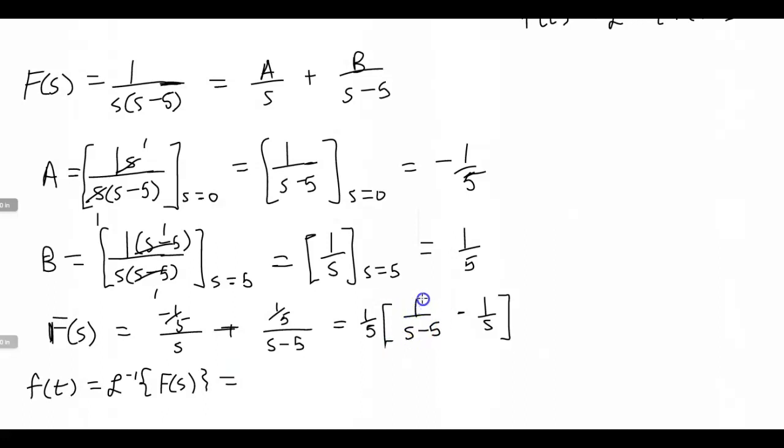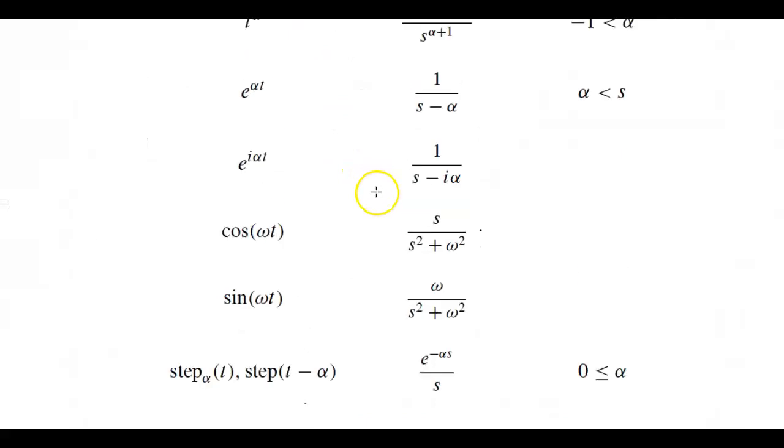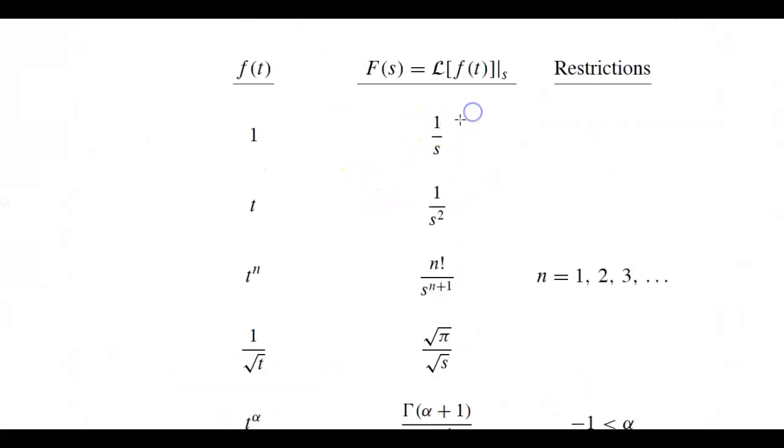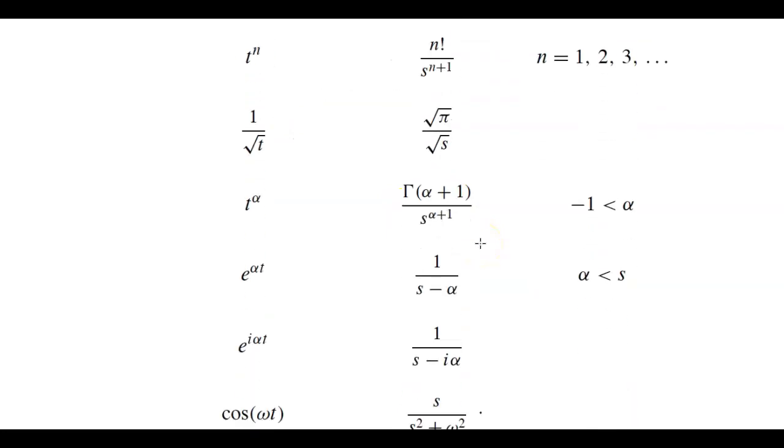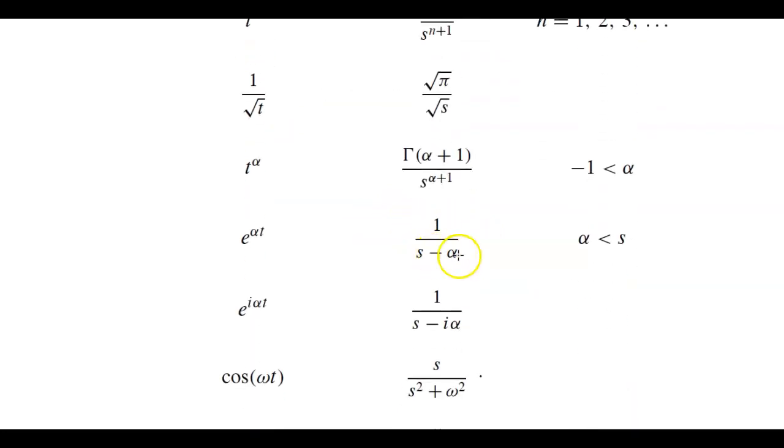Of course, we know that anytime we have 1 over s minus some real number, that's going to be related to an exponential function, and 1 over s here is going to be related to 1. So I'll go to our tables here to show that. We see here 1 over s, inverse Laplace transform of that is 1. And of course, 1 over s minus some real number here, inverse Laplace transform of that is e raised to the alpha t.